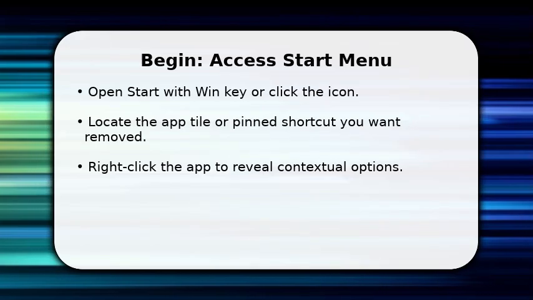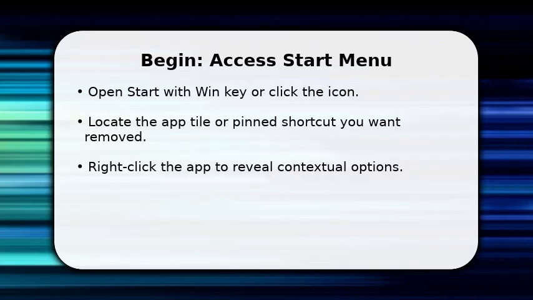Enjoy the video. You start by opening the Start menu. Press the Windows key or click the Start icon. Once visible, find the app tile or pinned shortcut you want to remove, because that defines what action you take next.